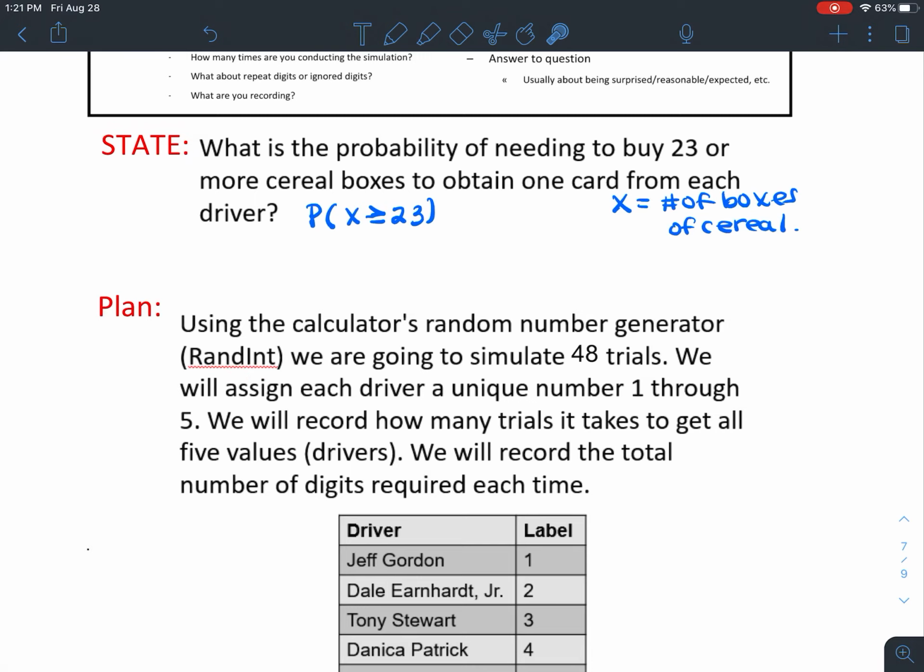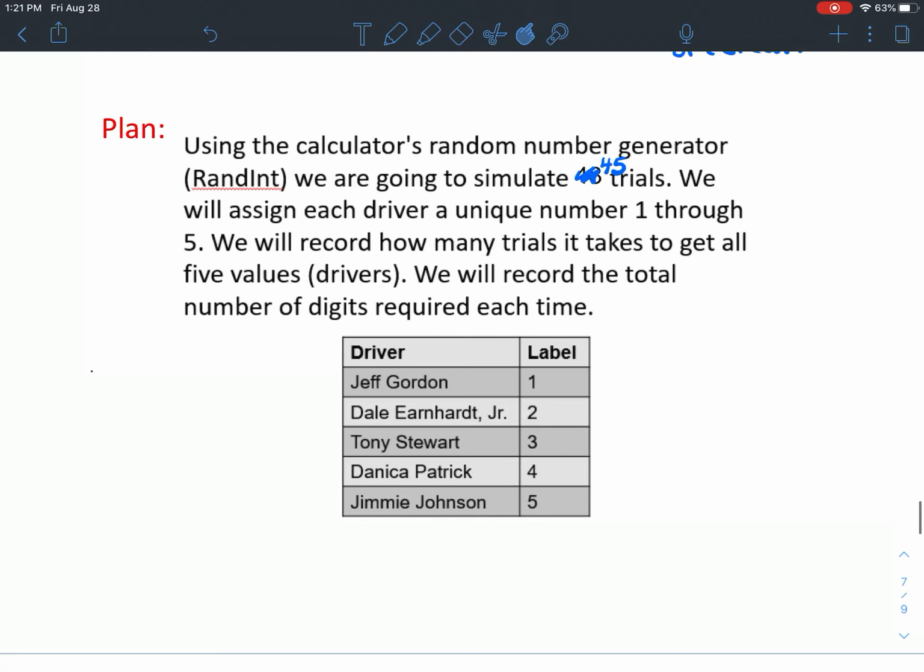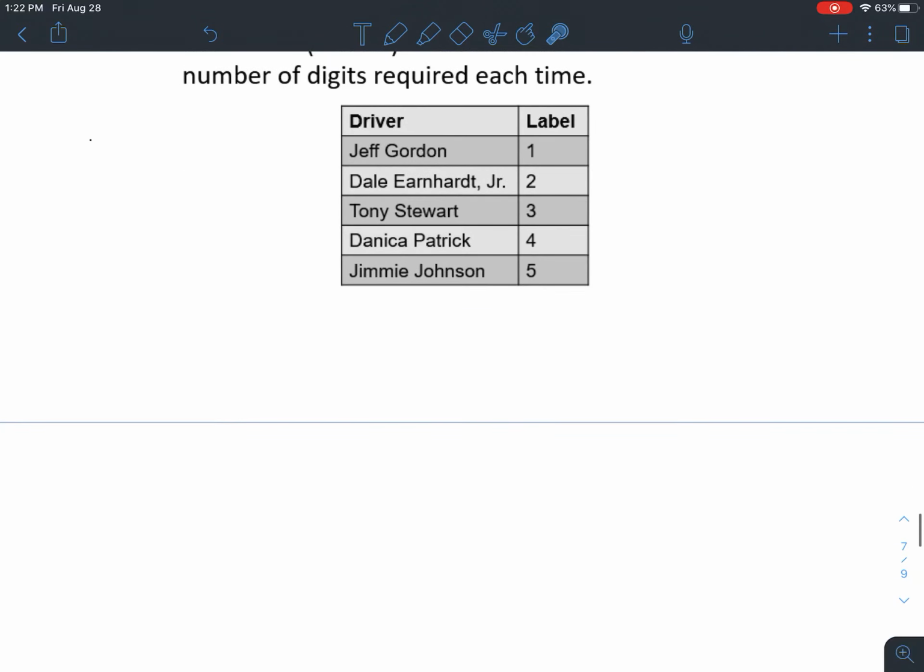Now here's our plan. I have this spelled out for you as well. We're going to use the calculator's random number generator, the randint feature, and we're going to simulate 45 trials. We're going to do this collectively as a class so that you yourself would not need to do this 45 times. We're going to assign each driver a unique number. You can see underneath here, we've assigned Jeff Gordon the number 1, Dale Earnhardt Jr. the number 2, etc. We're going to record how many trials it takes to get all 5 values. That means all 5 drivers. And we're going to record the total number of digits required each time.